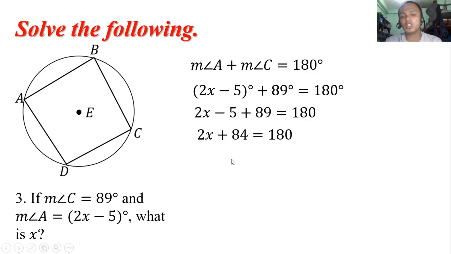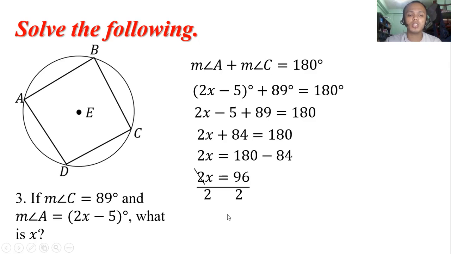Transpose 84 to the other side. Then we have 2x equal to 180 minus 84 is equal to 96. Okay? Divide both sides by 2. Cancel this out. Your x is equal to 96 divided by 2 is equal to 48. No? So your x here is 48.